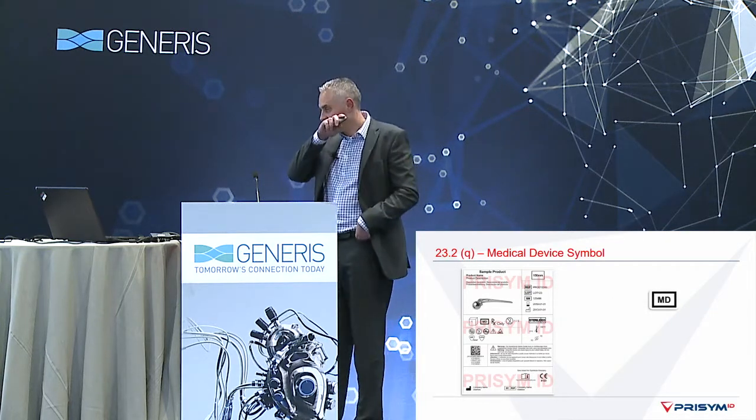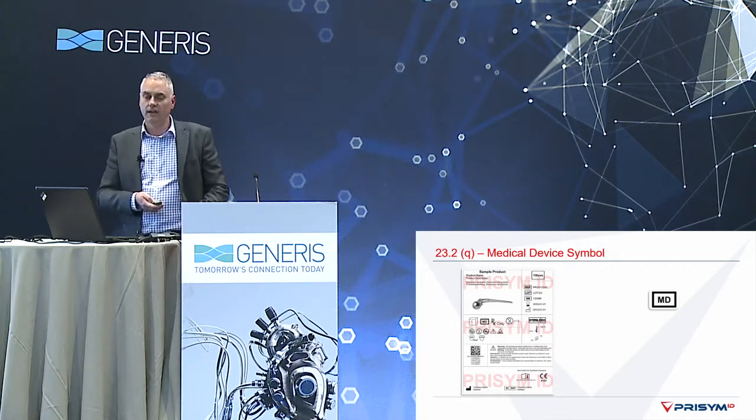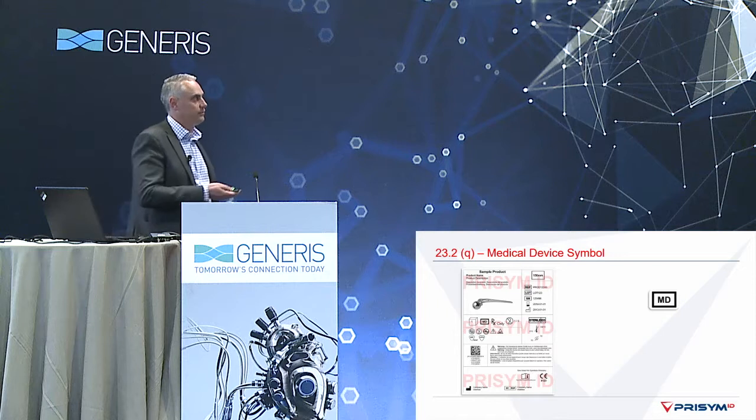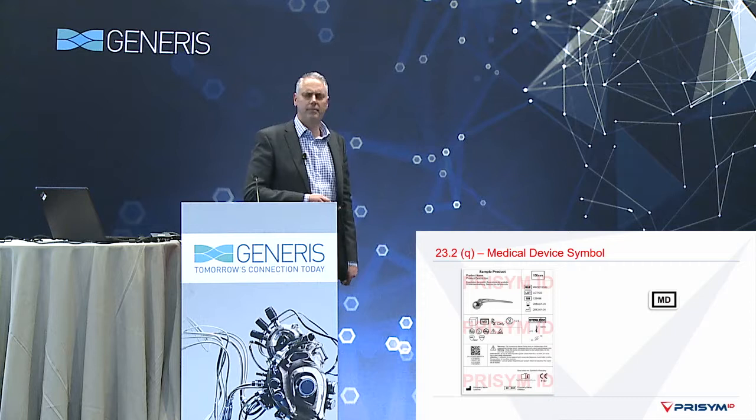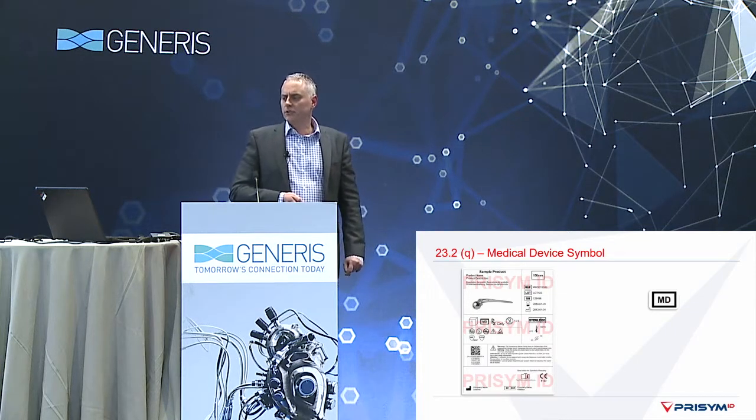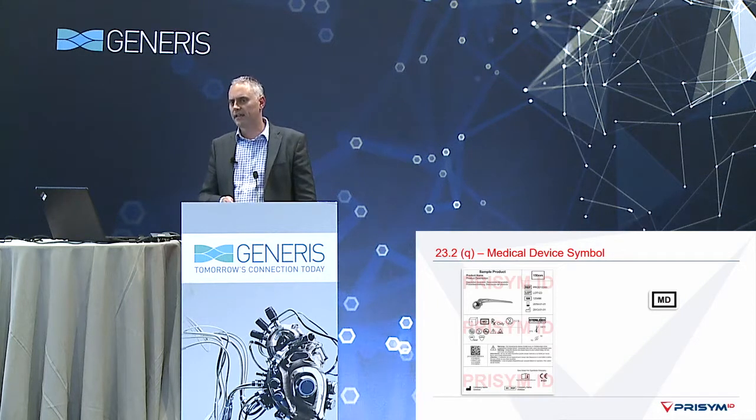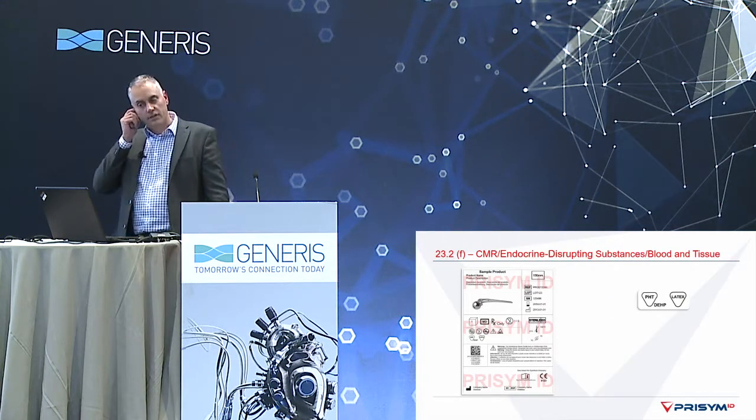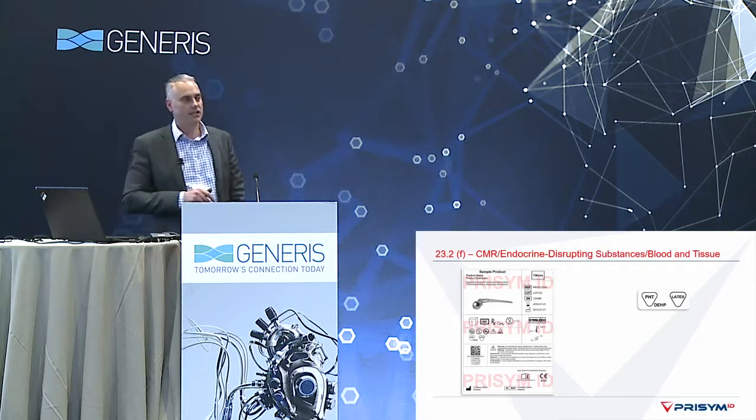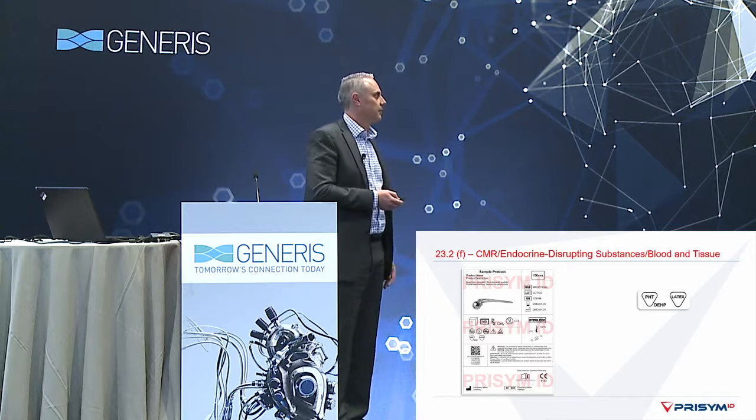Of course, you need the medical device symbol on there, and if relevant, the clinical investigational use statement on there as well. So that's not a biggie. Last time I checked, I'm not sure if the medical device symbol had been agreed. No, it still hasn't been defined for that symbol. I'm not sure when that's going to happen. Your CMR, endocrine disrupting, and blood and tissue symbols need to be on there as well, if relevant for your medical device. Again, that's good.